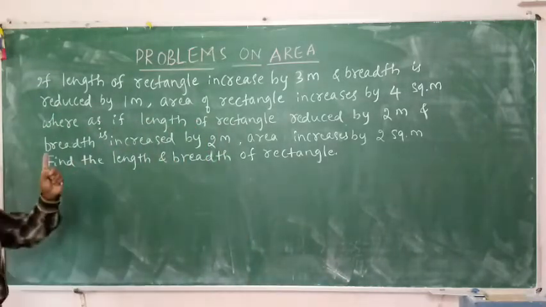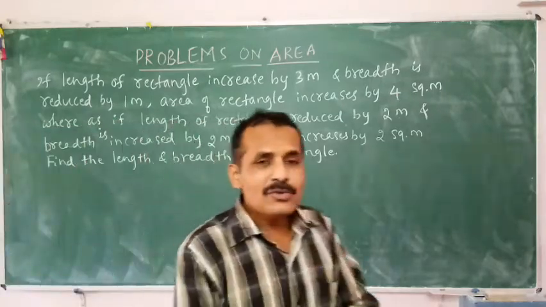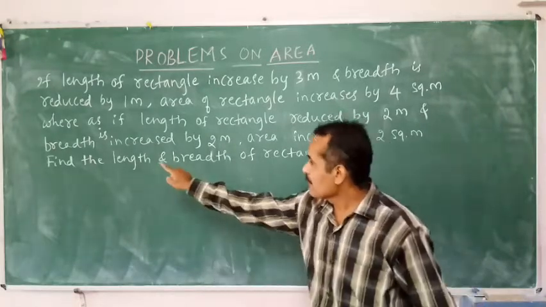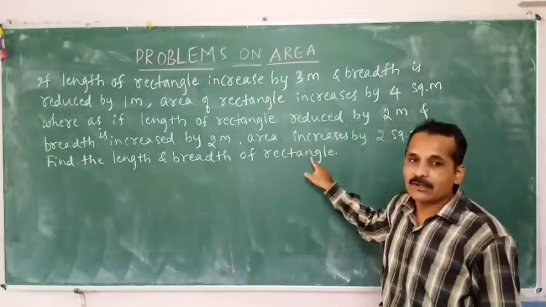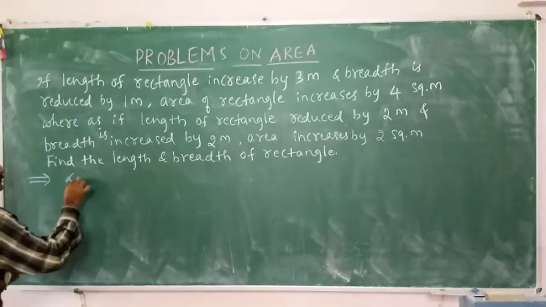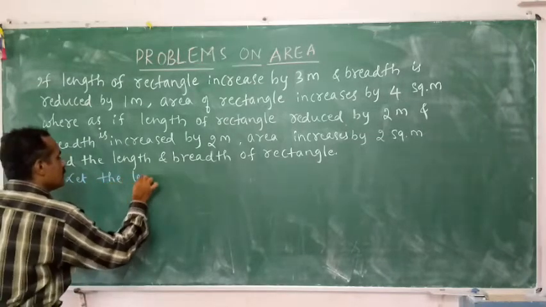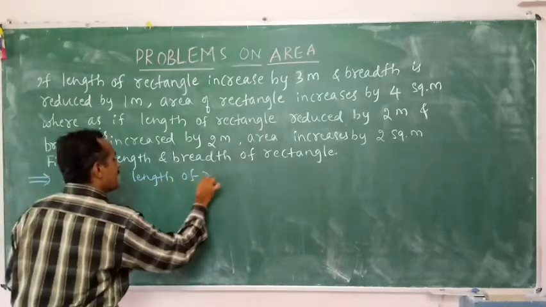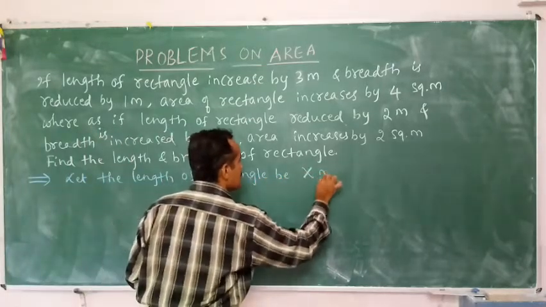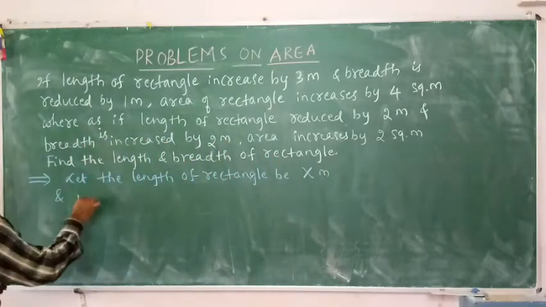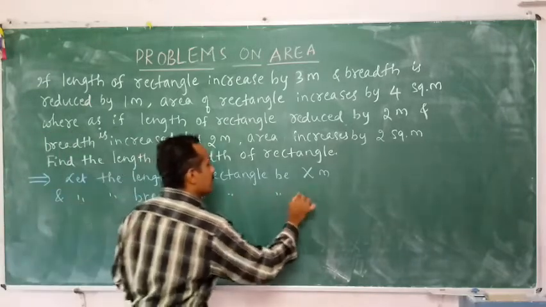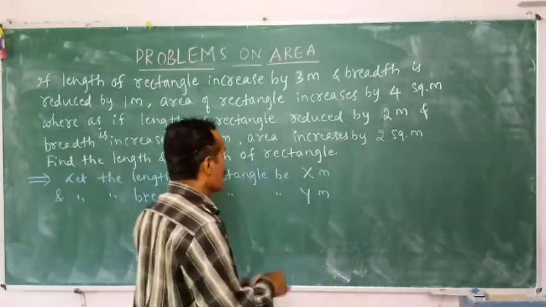Okay, how can I start? See, whenever such word problems are given, we should see at the end of the problem what is asked: find the length and breadth of the rectangle. From there you have to start. Let the length of the rectangle be x meter, and let the breadth of the rectangle be y meters.